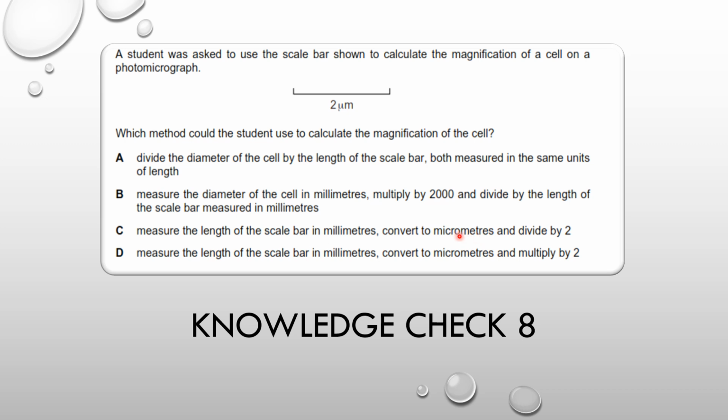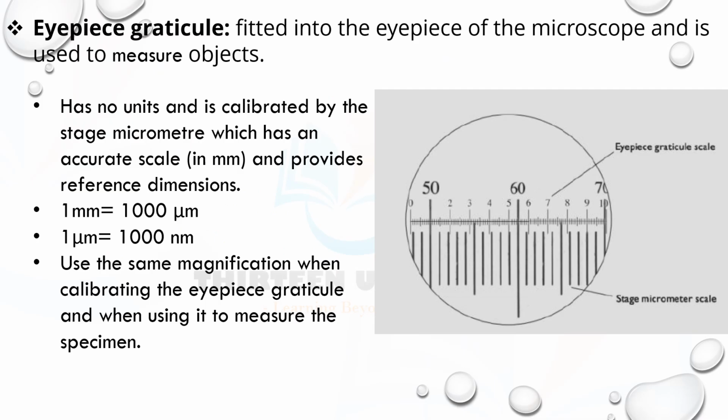How do you convert to micrometers? Multiply by 1,000 and then divide by 2. Once you convert to micrometers, that gives you the length of the scale bar. Then divide it by the value of the scale bar, which is 2. Measure the length of the scale bar, convert to micrometers, and divide by the value it gives. Now, why is the other one wrong? Measure the length of the scale bar, convert to micrometers, multiply. No, you don't multiply by 2, you divide by 2. All right, let's go to something else.